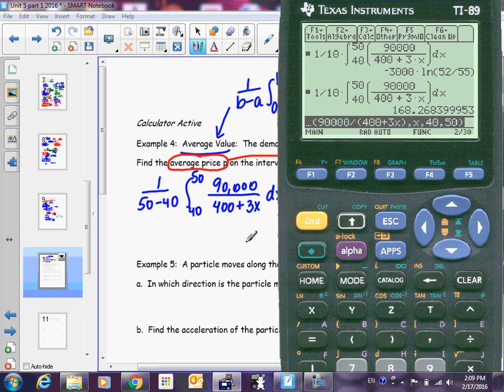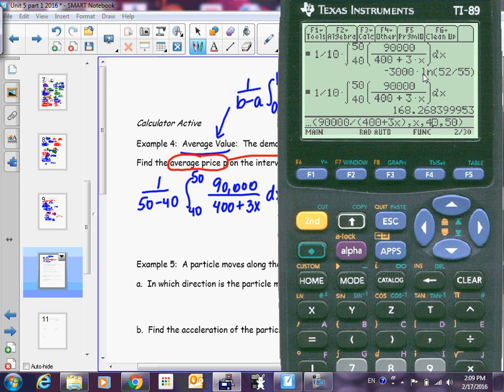So again, if you're not getting this answer, first of all, make sure that what yours looks like up here looks like your paper. Mine looks like that. I got negative 3,000 times natural log of 52 over 55. Yeah, that's what I got too. But then we said, hey, we probably want a decimal answer just because of the context of the problem. So we do diamond enter. Does that answer your question?